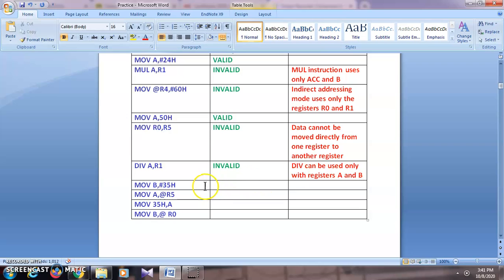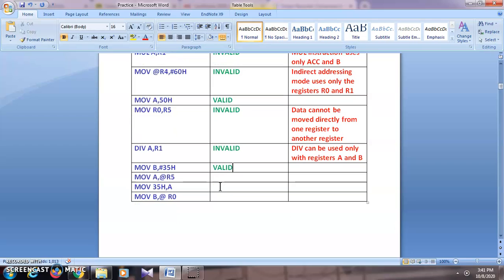Next one, MOV B, #35H. Copy the data value, that is 35H, into register B. So this is a valid instruction. There is nothing wrong in the instruction.